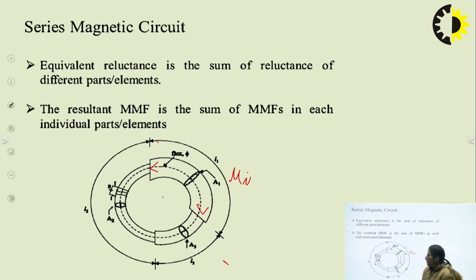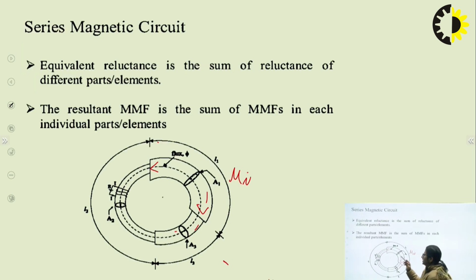Another material which is connected in series with it, it's a composite material, say that is cast steel, right? It is having a length of L2, area of A2. Third material, some other material, cast iron or alloys of iron, that is being used. It is having a length of L3, having an area of A3. But the flux, if at all we say, that is going to remain the same. It's a series magnetic circuit.